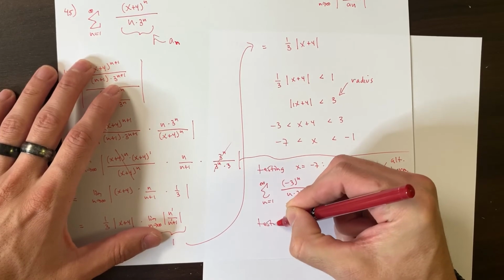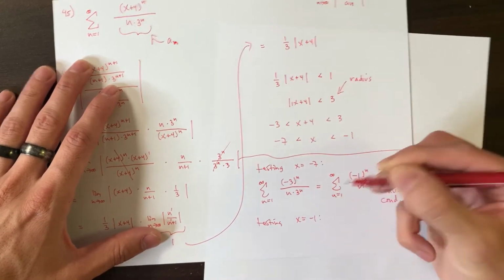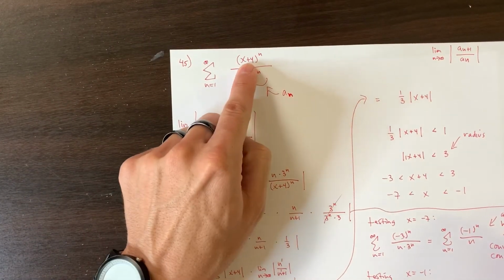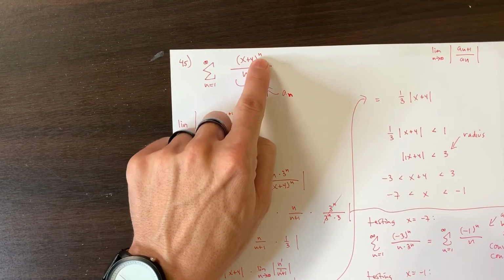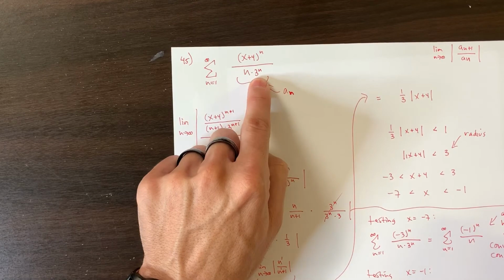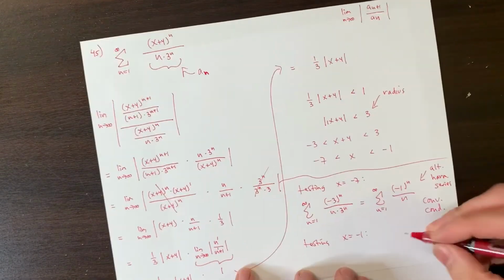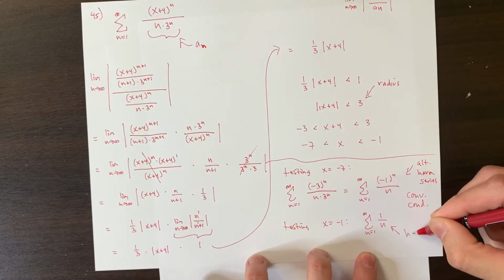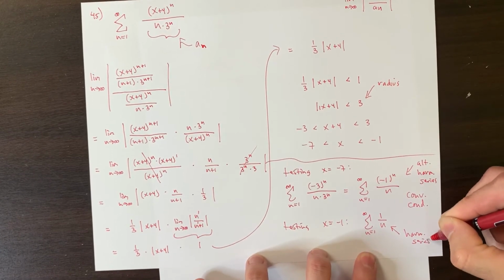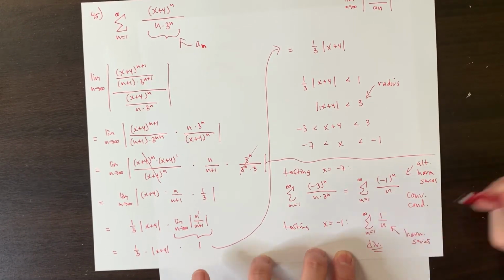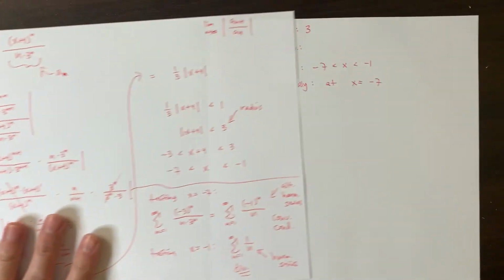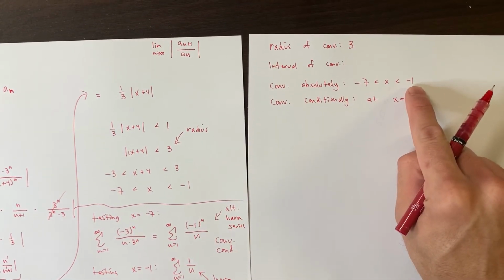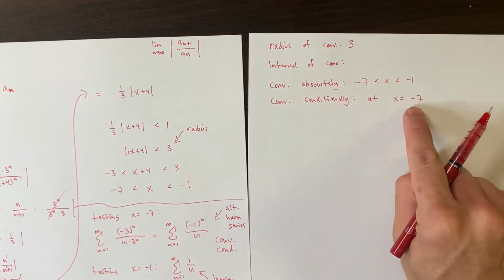Now let's test x equals -1, the other endpoint. Let's test the other endpoint, -1, into the original problem. -1 plus 4 is 3. That would be 3 to the power of n. But 3 to the power of n would knock out 3 to the power of n in the bottom. So you're essentially left with 1 over n. And we know for sure that that's the harmonic series, and the harmonic series diverges for sure. It diverges. It's no bueno. So we do not have conditional convergence at -1. We only had conditional convergence at -7. So that takes care of that.